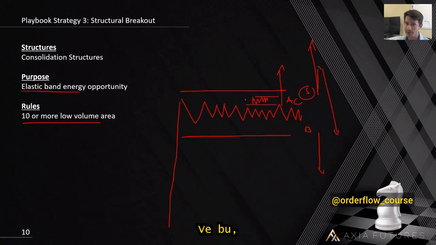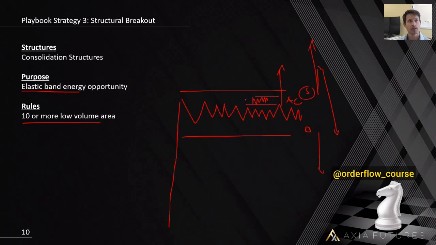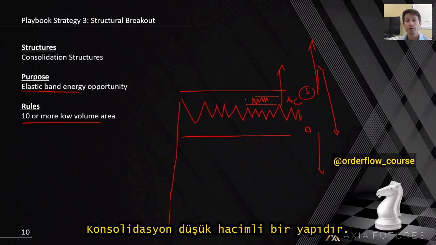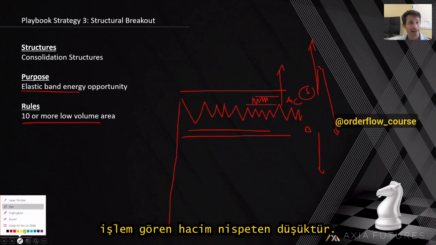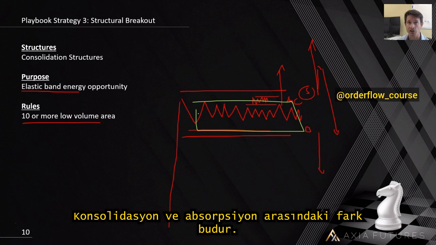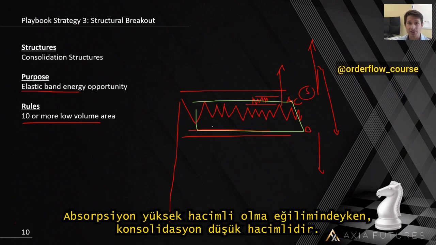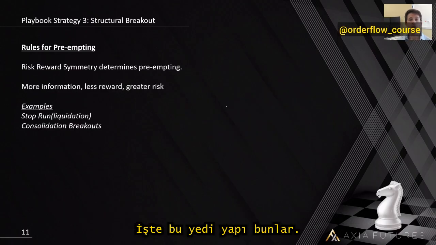Now, key, and I've mentioned this already in the course, consolidation is very different to absorption. And this is something, if you've done the footprint course, you will know very much about. Consolidation is a low volume structure. In other words, the volume that's being transacted in this little sideways structure is relatively low. Okay, and that's important. That's the differentiation between consolidation and absorption. Absorption tends to be high volume, whereas consolidation, low volume. All right, so those are our 7 structures.